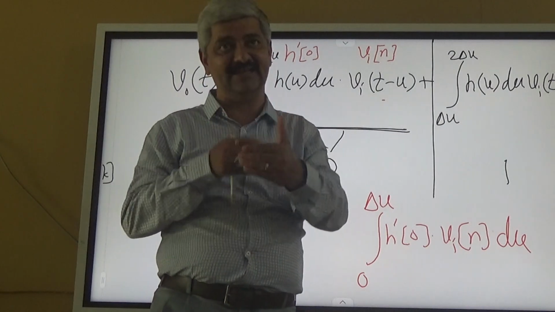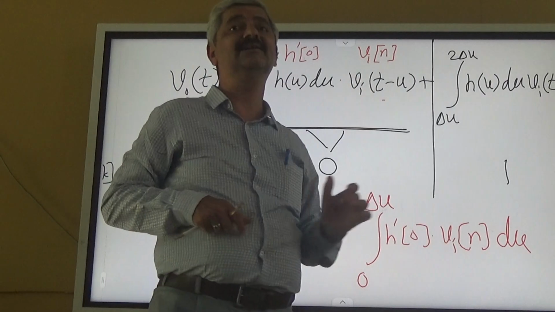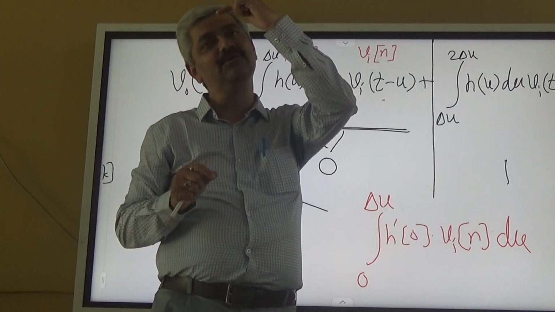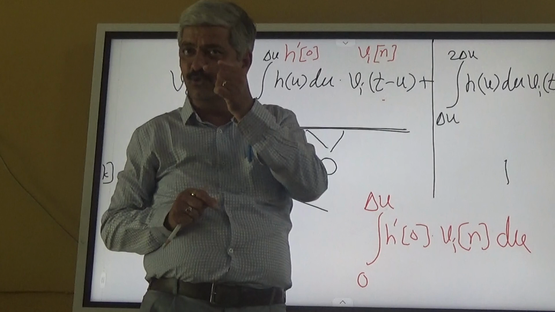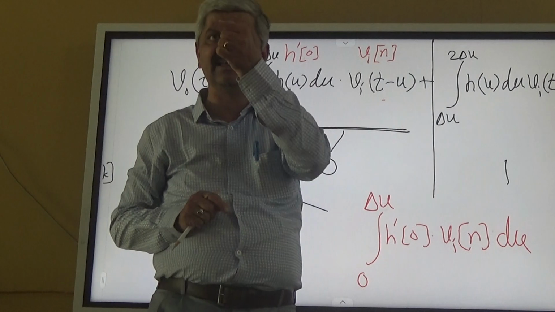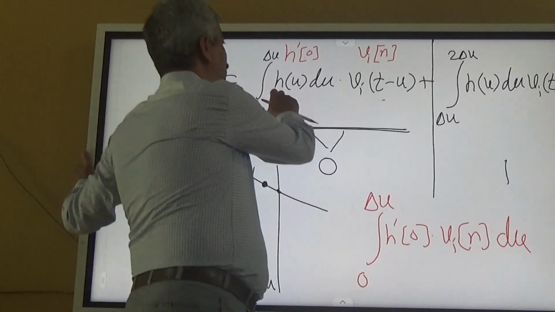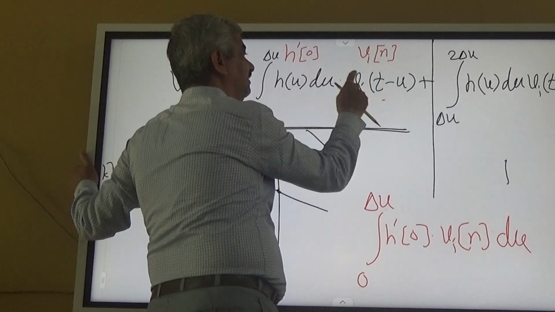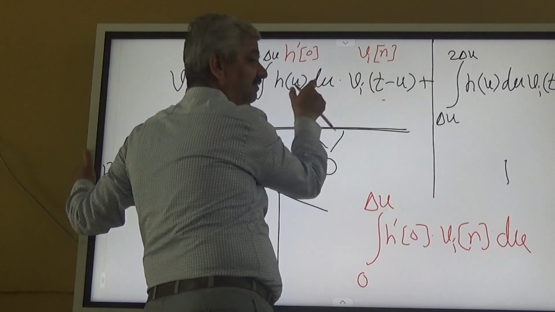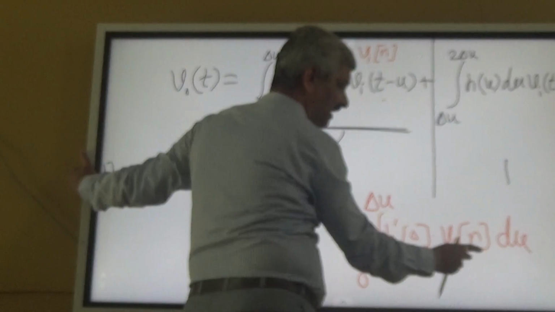That is, h(u) is changing even if delta u is small, and v in is also changing, but if I take the average, the change is so small, delta u is so small, that the change is negligible if the average is taken. So h(u) is variable, this is variable, which I can treat to be constant at the average of that. So that would be h dash 0, v in n.